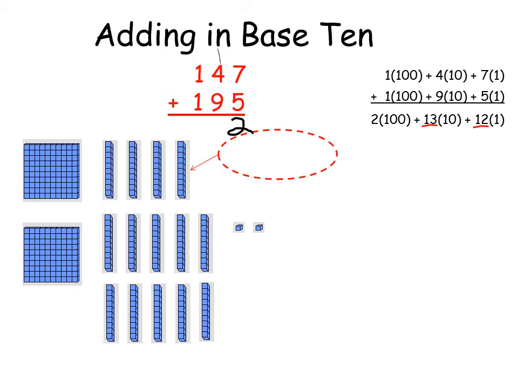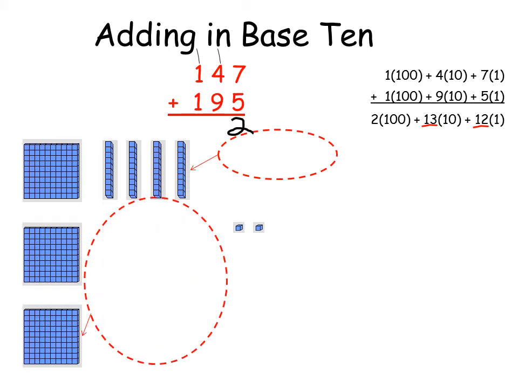Well, of course, I know that I cannot have 14 groups of 10 according to my base system. So I'm going to decompose 14 into 10 groups of 10 plus 4 groups of 10. And I know that 10 groups of 10 is the same as 1 group of 100. Notice the 1 at the top that I've put, exchanging those 10 tens for 1 group of 100. So now I have a total of 4 groups of 10.